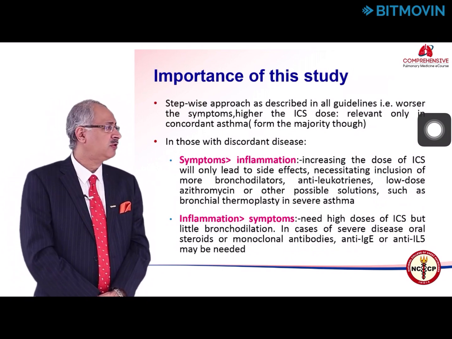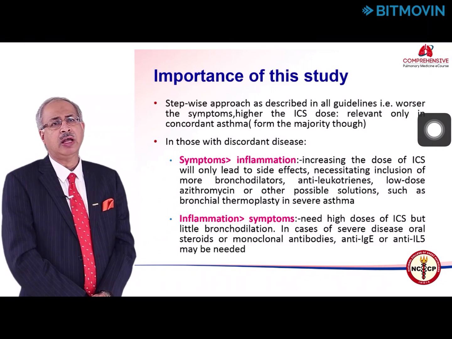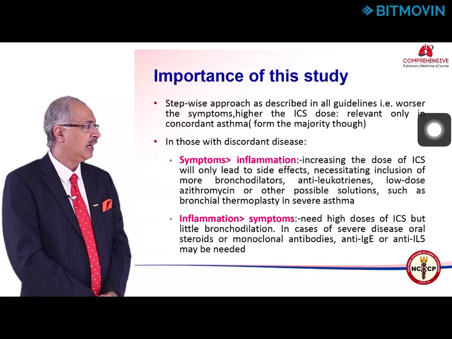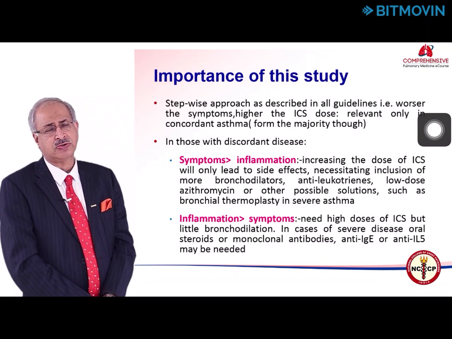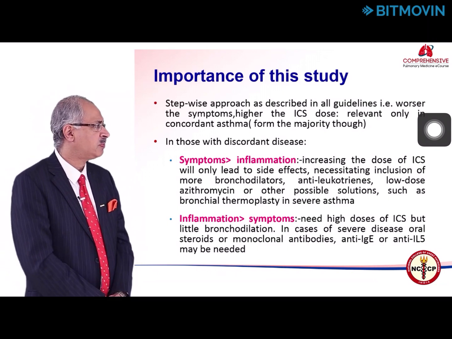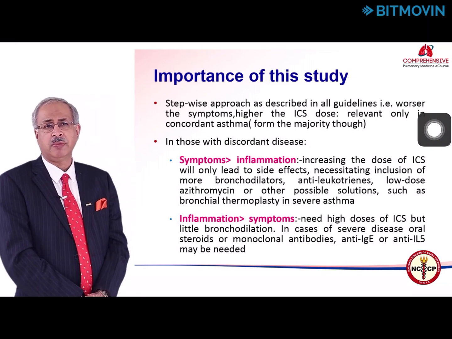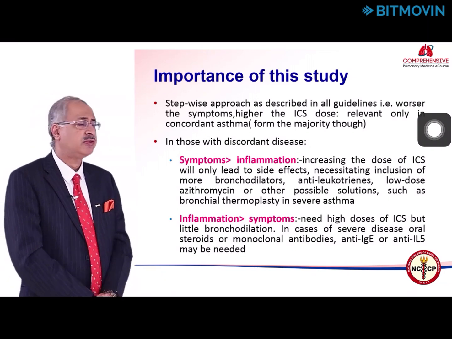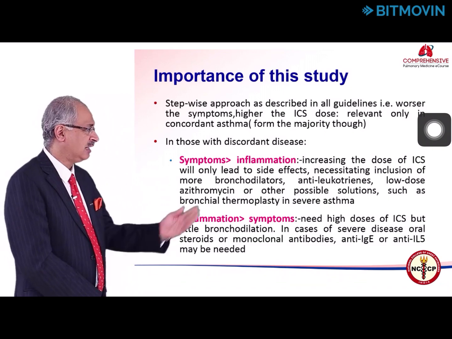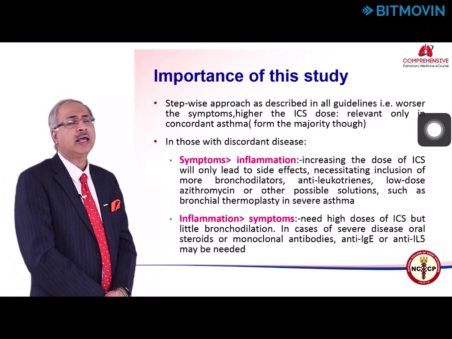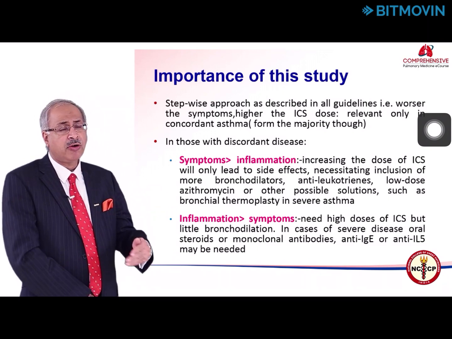Now, what is the importance of the study? As I said earlier, stepwise approach, we have been talking and dealing, whether it's GINA or any other guidelines, that you increase the dose of ICS or inhaled corticosteroids if inflammation is not responding. But this is relevant only and only in concordant asthma, which is dominantly what we are seeing in patients with eosinophilia. But in those who have discordant asthma, if you find symptoms, as I said earlier, more than inflammation, increasing the dose, as I said before, will not lead to anything. Therefore, you need to try alternate drugs.